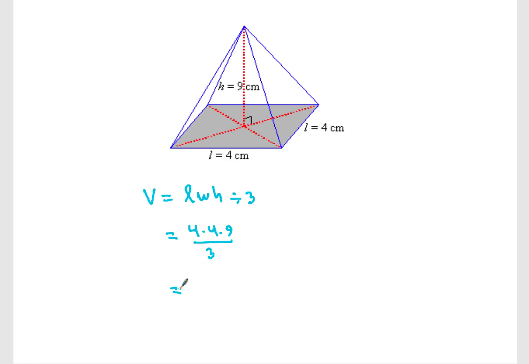So 4 times 4 is 16. Times 9 is 144. But now I need to divide it by 3. Divided by 3, it's 48. Exactly 48. And that's 48, in this case, centimeters cubed. That's how much volume is inside this square base pyramid.